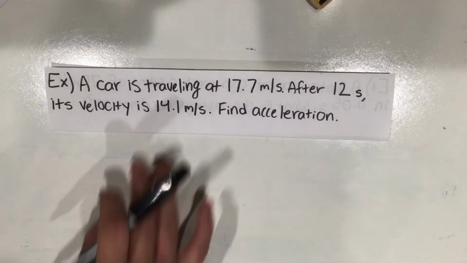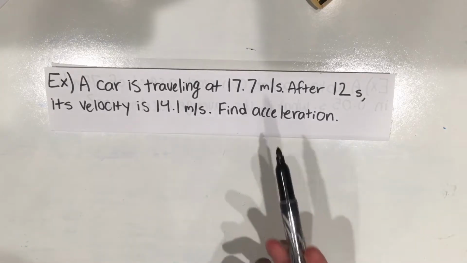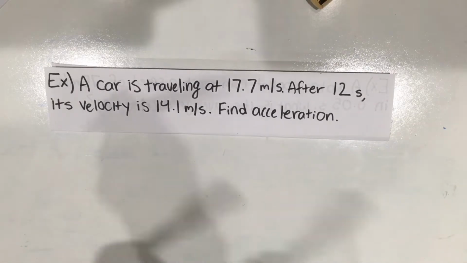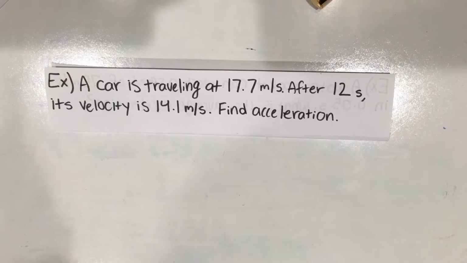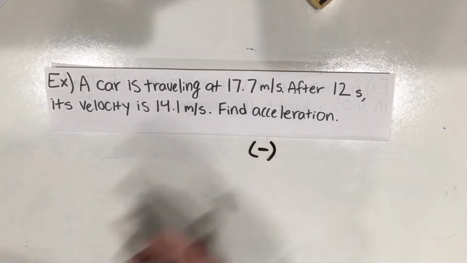So to start off, let's practice a quick acceleration problem using the kinematic equations. So a car is traveling at 17.7 meters per second. After 12 seconds, its velocity is 14.1 meters per second, so it is slowing down. Find the acceleration. So in this case, we know that the acceleration will be negative because it is slowing down.